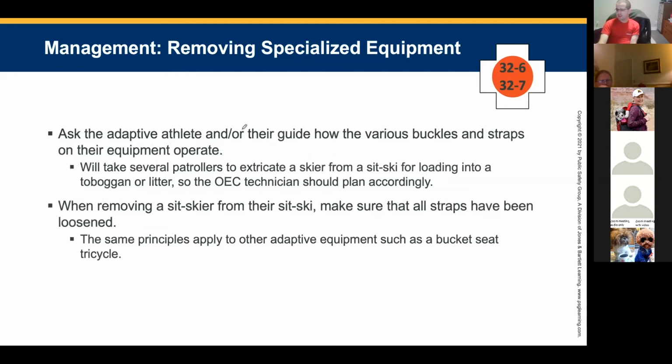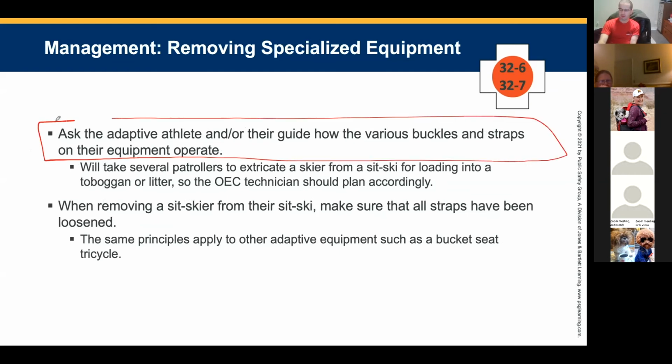So we want to ask the adaptive athlete or their guide how the various straps and buckles work, or how their equipment operates. Actually, let me rephrase that. This not only applies to asking disabled athletes how the equipment operates, but to anybody that we treat. You may come across ski equipment that you are not familiar with.